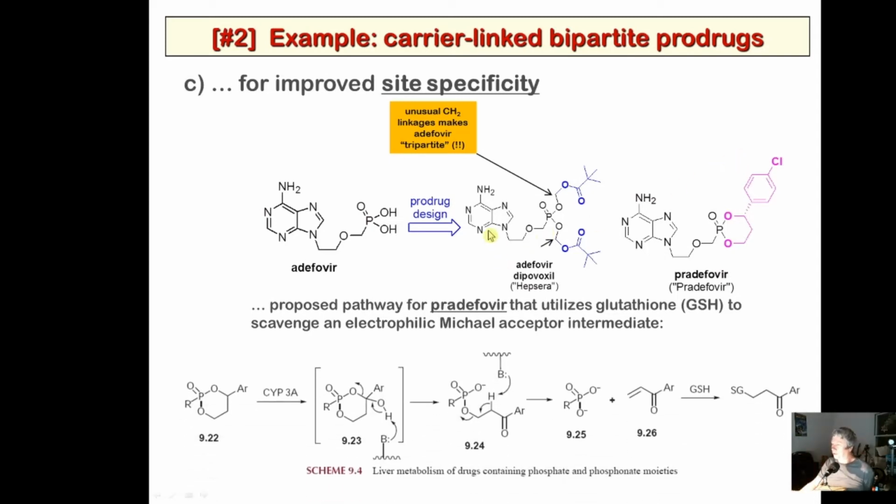Here's a pathway for how prodefovir is degraded or activated by metabolism that avoids liver toxicity. So here it is initially. It's this kind of cyclic phosphorus ester thing. CYP3A, of course, is a cytochrome P450 variant. It's an isoform. So what that does is it activates this CH right here, and it hydroxylates it. So that's one of those oxidative metabolism pathways that we talked about before.